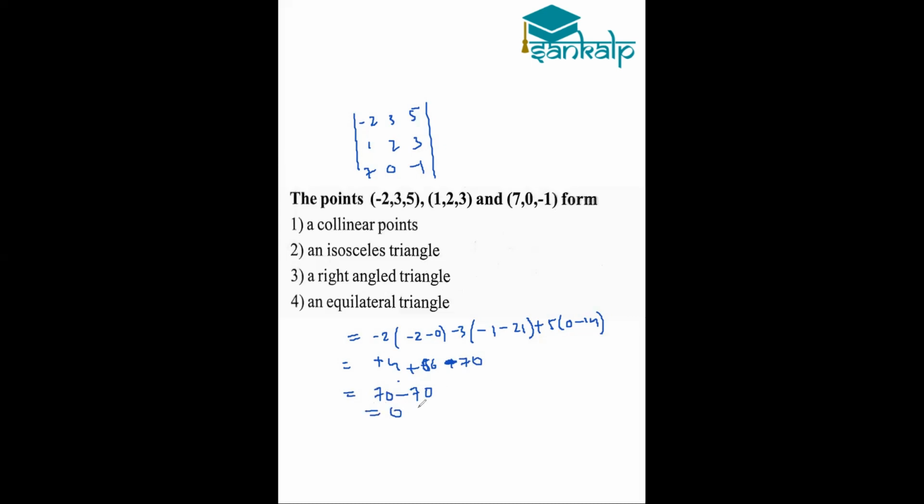So the determinant value of the 3 points is equal to 0, so the points are collinear. Option 1, collinear points, will be the right option. We just need to make use of the determinant value and simplify it. If the determinant value is equal to 0, then we say the 3 points are collinear.